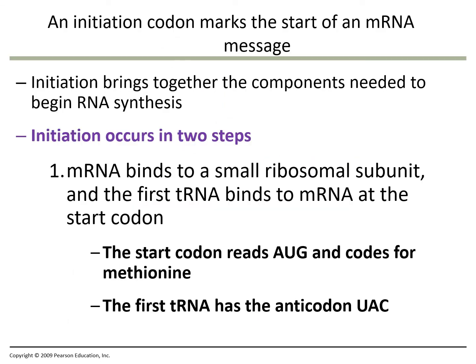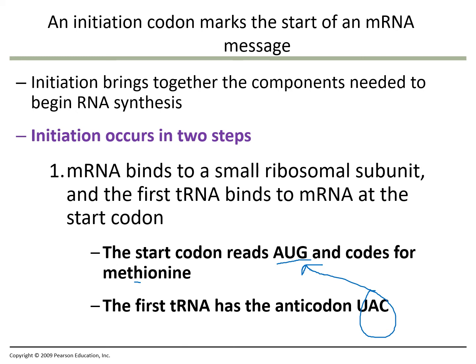So of course, it's in 3 steps. The initiation, where the mRNA binds to the small ribosomal subunit, and the first tRNA binds to the mRNA at the start codon. The start codon reads AUG and codes for methionine, and then the first tRNA will have UAC, which corresponds with the AUG, right?